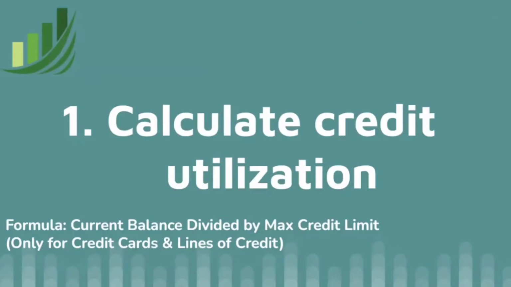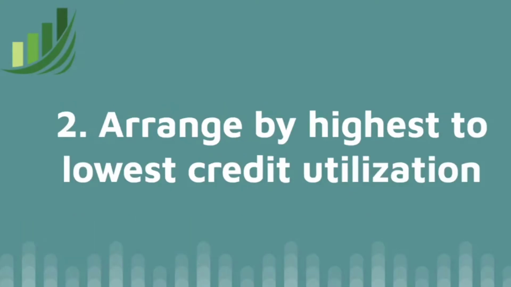Step 1, calculate credit utilization. Again, your formula is taking the current balance and dividing it by your max credit limit. Please note that this is only for credit cards and lines of credit because those are revolving lines, meaning that after you pay it off, you can charge back on it. With other types of loans, you cannot do this. Once you have a loan, that amount is the amount and you can't keep charging back to it after you pay it off. Step 2, arrange by highest to lowest credit utilization.